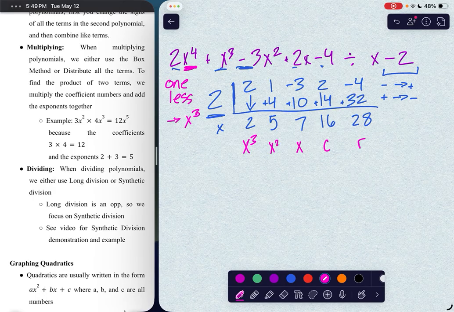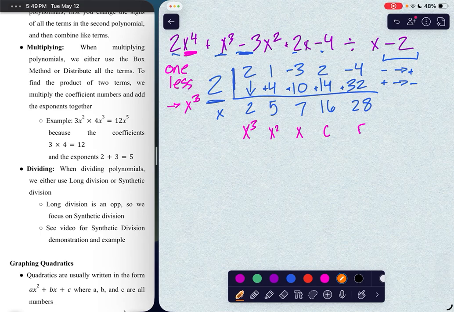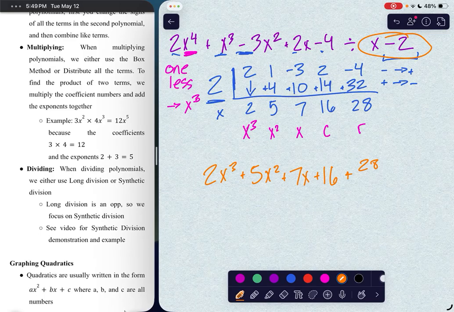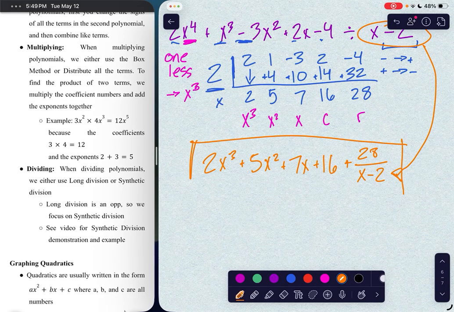So now let's put it all together. The 2 goes with the x to the 3, so 2x to the 3 plus 5x squared plus 7x plus 16, and then our remainder. Remember we write the remainder number over the whole thing we tried to divide by, which is x minus 2. If it's a positive number, we write a plus and 28, but if the remainder is negative, we write a minus instead. So 28 over x minus 2, because that is what we tried to divide by, the whole thing. So this would be our answer.